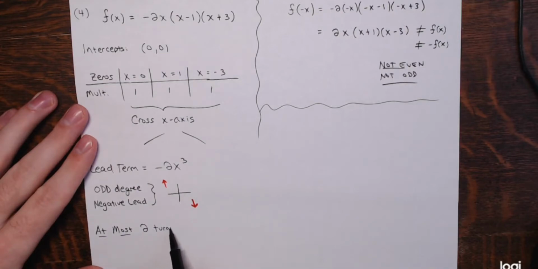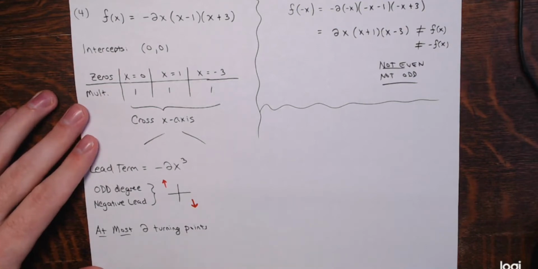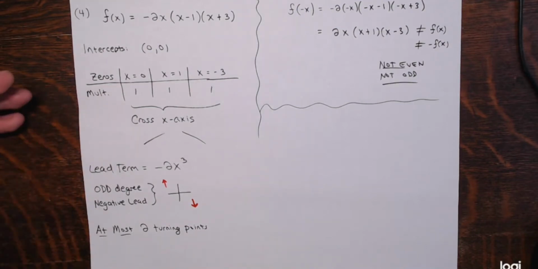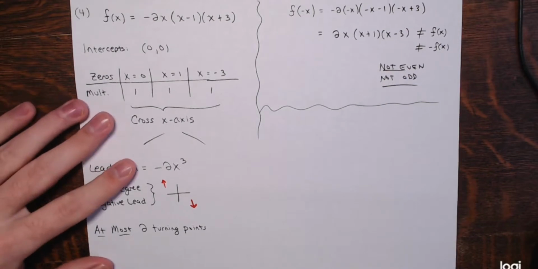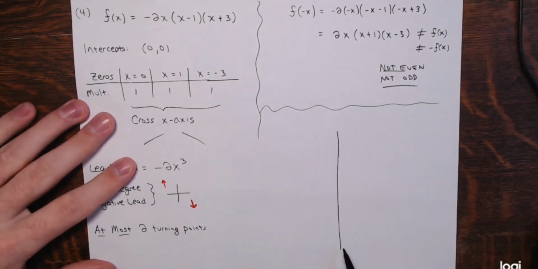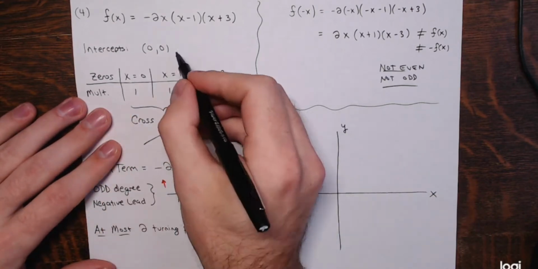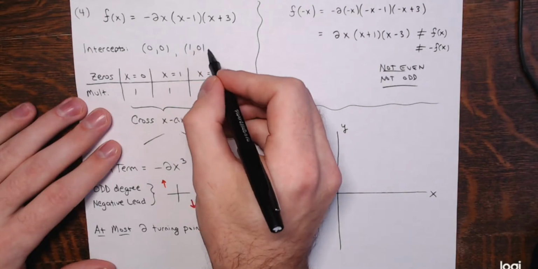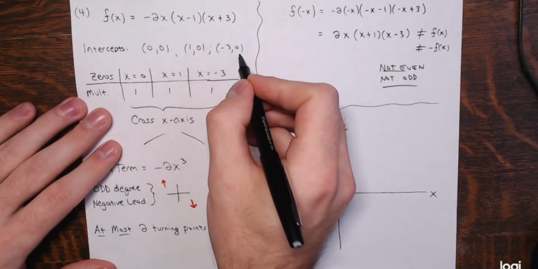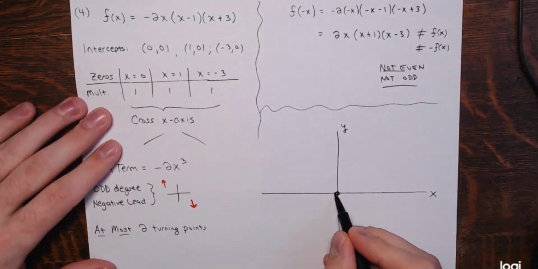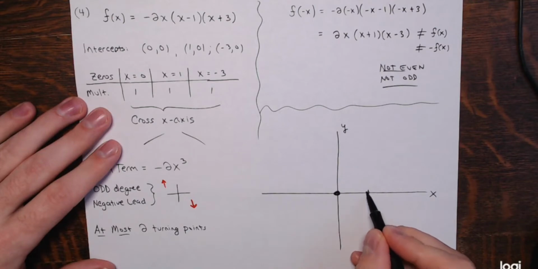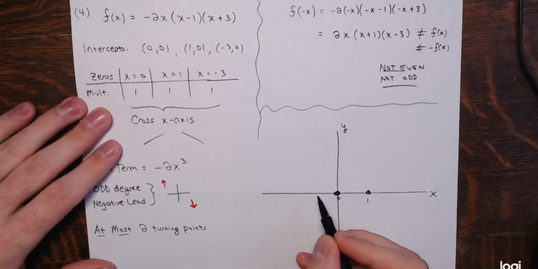So if I draw this and I have more than 2 turning points, then I should know I did something wrong. All right, so let's make a rough sketch. Here's the xy plane. I didn't write all the intercepts in. We got 0, 0, 1, 0, and negative 3, 0. So 0, 0, 1, 0, and negative 3, 0.